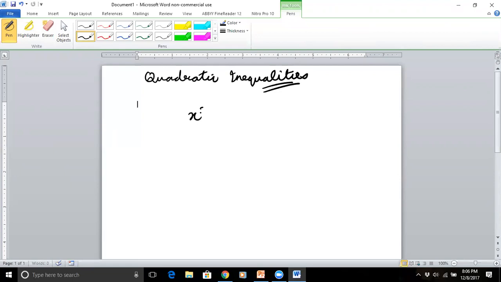For example, if I give you x square minus 5x plus 6 is less than 0, and I ask you, what should be the solution for x? Now, obviously, most of you will do exactly what you do when you have a quadratic equality. You're going to factorize the left-hand side. So this would be clearly x minus 3 into x minus 2 is less than 0.